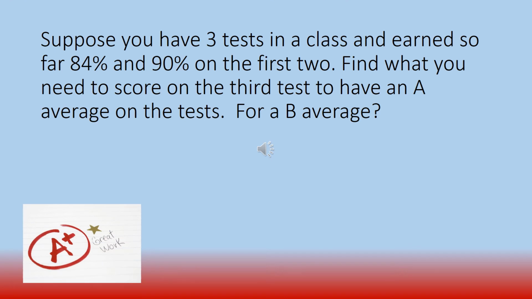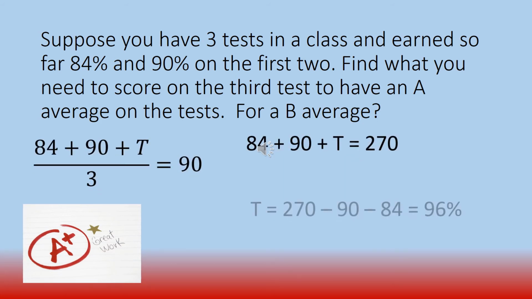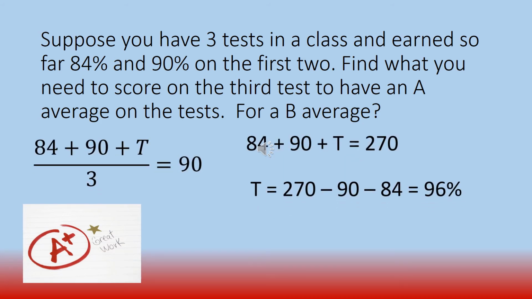Suppose you have 3 tests in a class and you earned so far 84% and 90% on the first 2. Find what you need to score on the third test to have an A average for the test and then also to get a B. First, figuring out what you need to score to get an A, if we add 84 plus 90 plus whatever our third test is, that sum divided by 3 should equal 90 if we're striving to get an A average on the test. We're assuming that 90 is the minimum for an A.